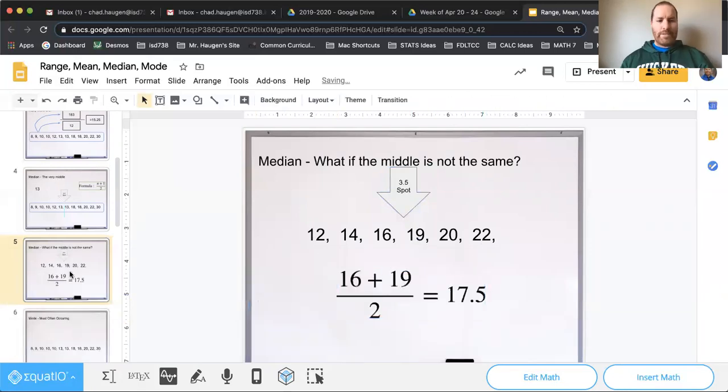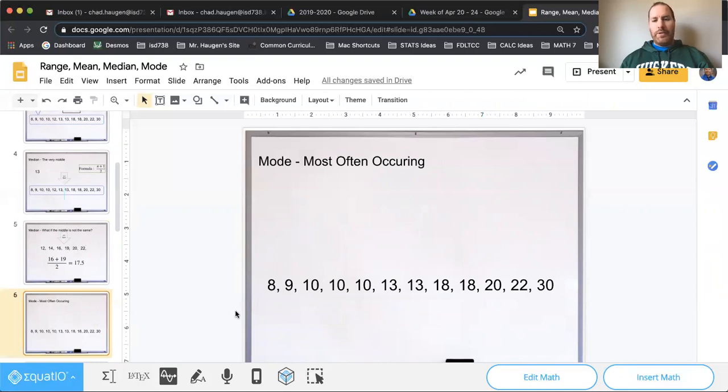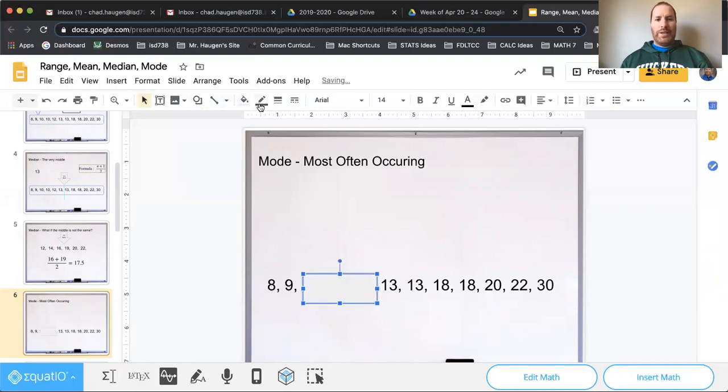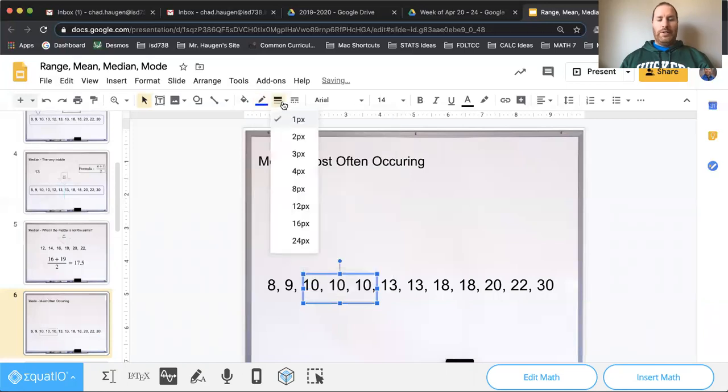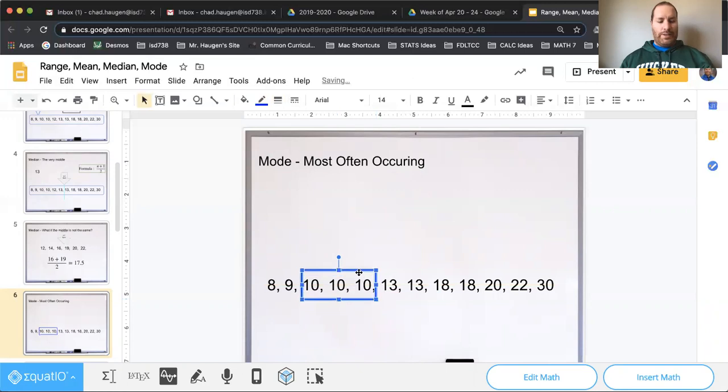Not too bad. Last one, the mode means the most often occurring. What is the one that shows up the most? Which in this case here, you could very quickly see, there are 3 10s and no other option in here has more than 3 10s. So we would say that the mode in this case is 10. That's what we would do there.